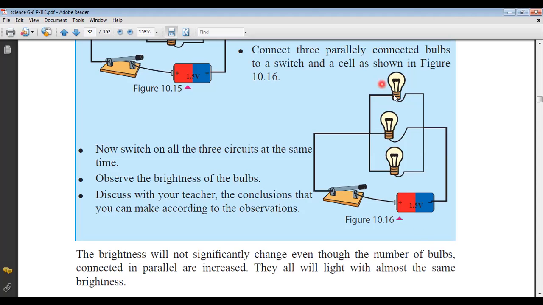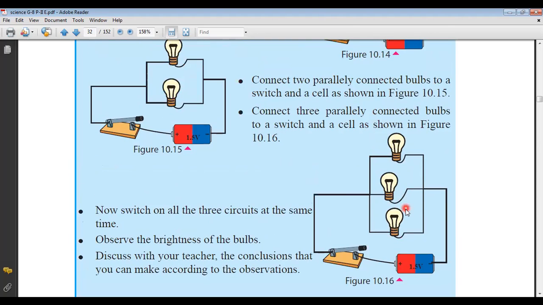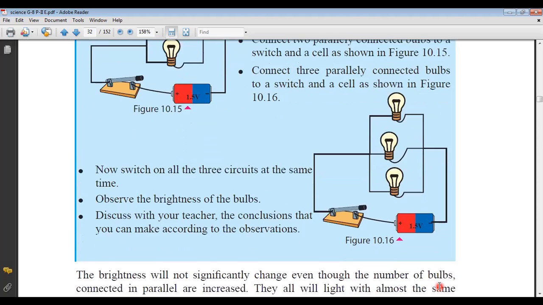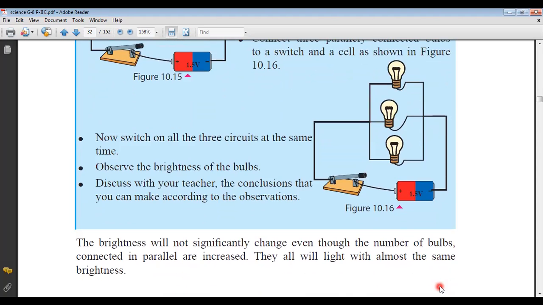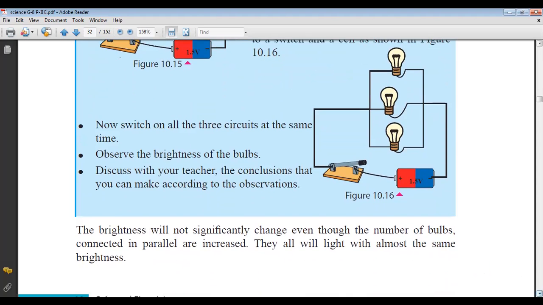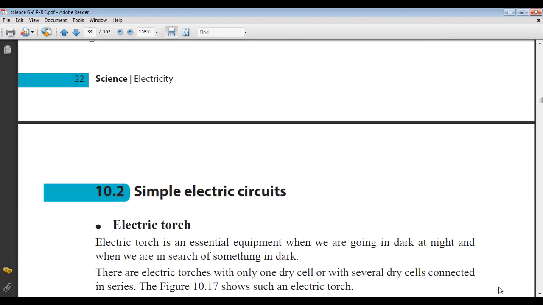Even if we add more bulbs in parallel, the brightness of the bulb doesn't change. They all will light with almost the same brightness. That's all. Let's meet again with the simple electric circuit.